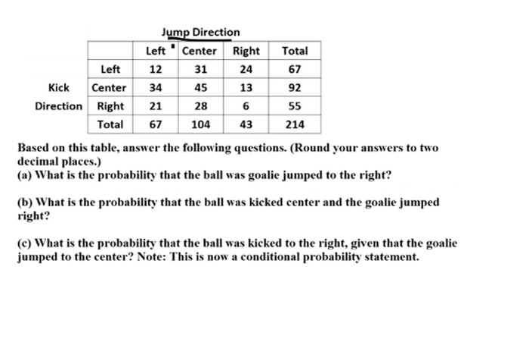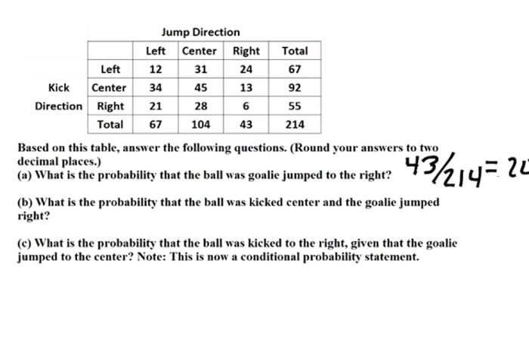So we look up here under jump direction, and to the right is this third column, and there were a total of 43 balls in which the goalie jumped to the right. And remember, probability is desired outcomes out of total outcomes. The total number of balls that they analyzed was 214. So desired out of total for part A is 43 balls where the goalie jumped to the right, divided by 214 total, and if you divide that out on the calculator, you get 0.20 to 2 decimal places.